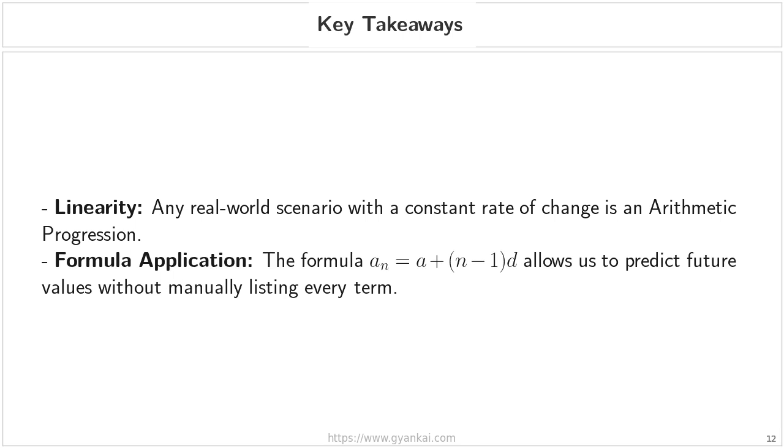Second, think about the power of formula application. The beauty of the formula, a sub n equals a plus, n minus 1, times d, is that it acts like a mathematical time machine. Instead of manually writing out a long list of numbers and adding them up one by one, which is where most mistakes happen, this formula allows you to jump straight to any future value or position you need to find.